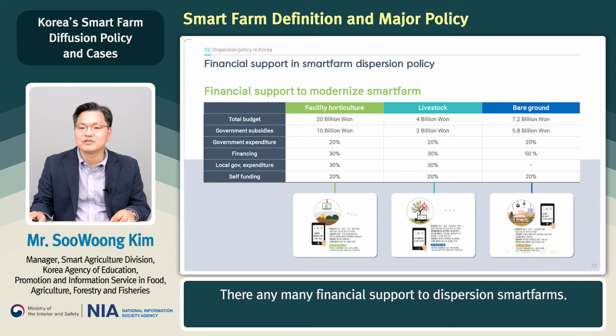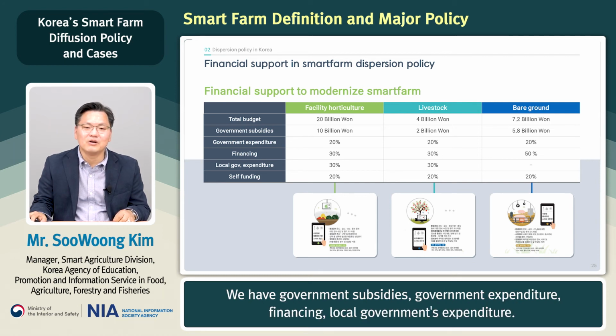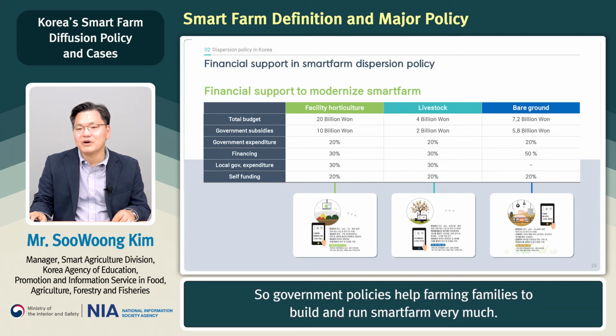There is a lot of financial support to disperse smart farms. We have government subsidies, government expenditure, financing, and local government expenditure. So government policies help farming families very much to build and run smart farms.